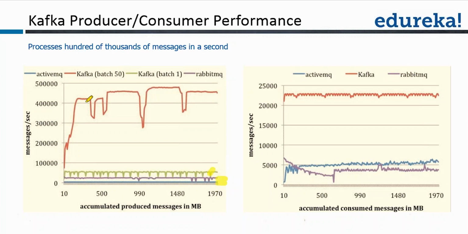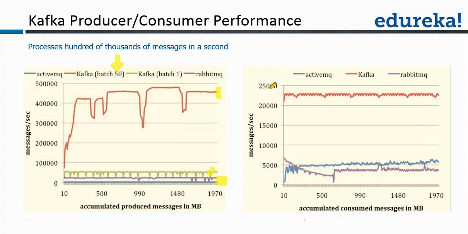But when they increased the batch size to 50, with the same Kafka, the performance increased to something like 500,000 messages per second, which is huge with a single broker. And if they keep increasing the brokers, the performance increases further.